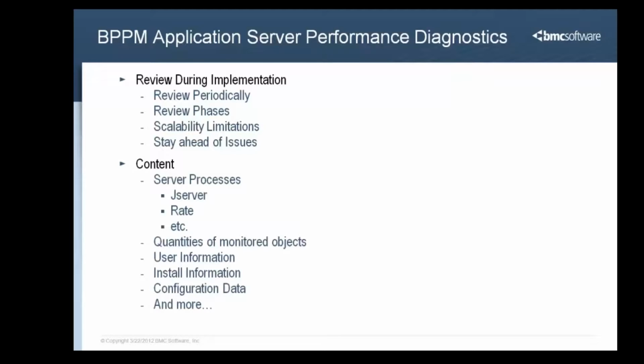The kind of information that you will find in the Performance Diagnostics view includes server process performance metrics such as CPU utilization and other metrics related to the JServer process, the rate process, and other processes. Quantities of monitored objects, user information, install information, and configuration data is included as well. Let's take a look at the product.